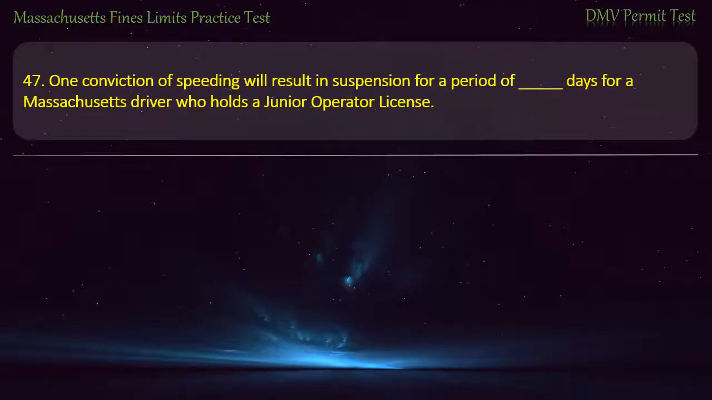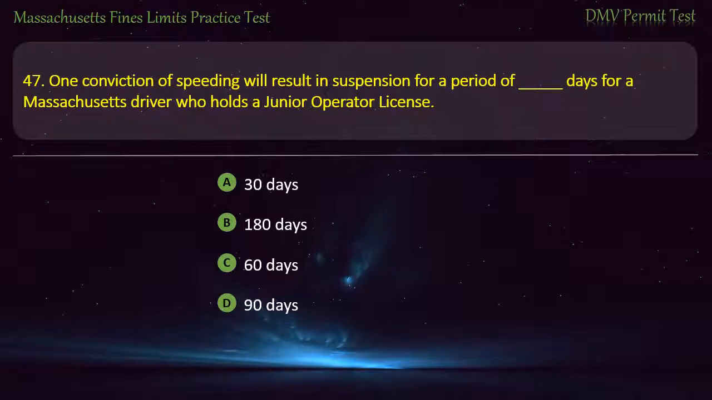Question 47. One conviction of speeding will result in suspension for a period of days for a Massachusetts driver who holds a junior operator license. 30 days, 180 days, 60 days, 90 days. Answer: 90 days.